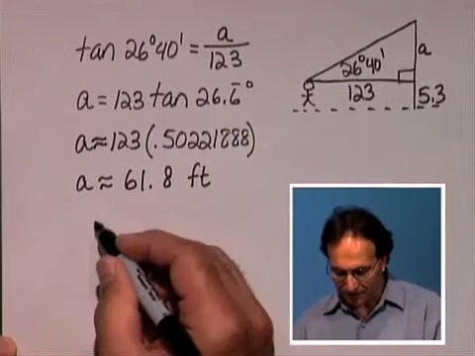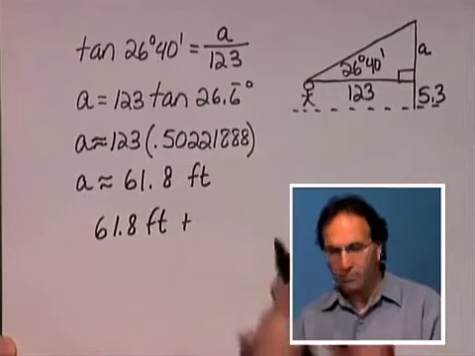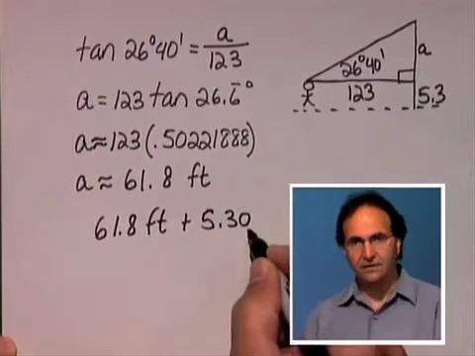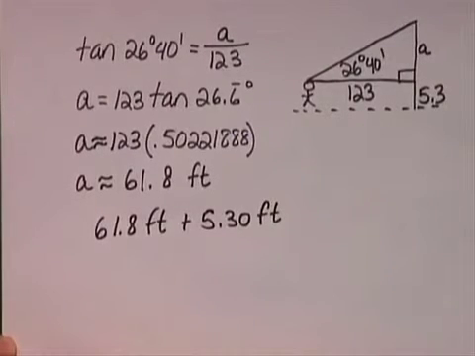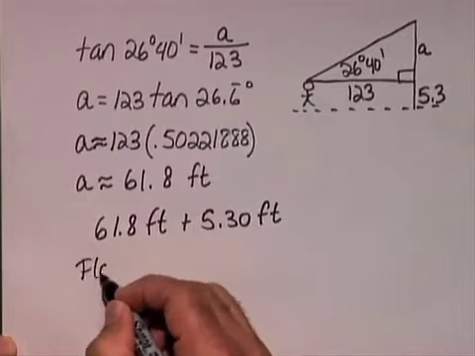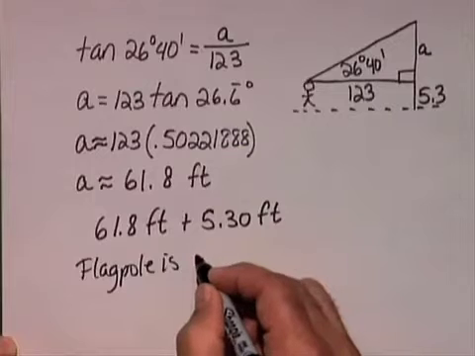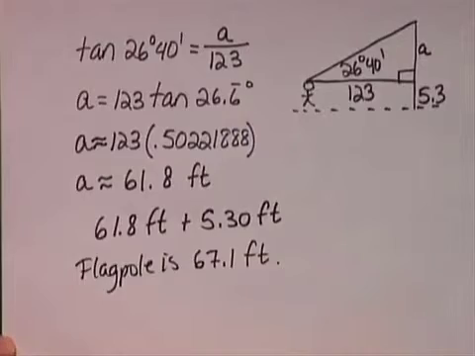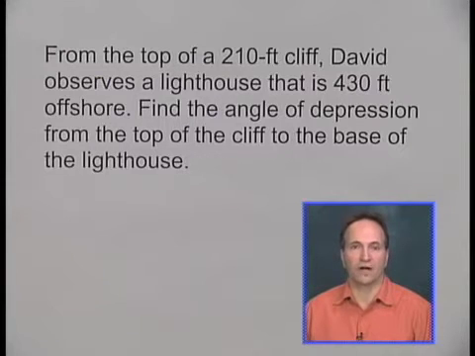We need to now say that the flagpole is 61.8 feet plus the height of her eyes, her height from her eyes to the ground, 5.30 feet, and therefore the flagpole is, adding those together, 67.1 feet tall.